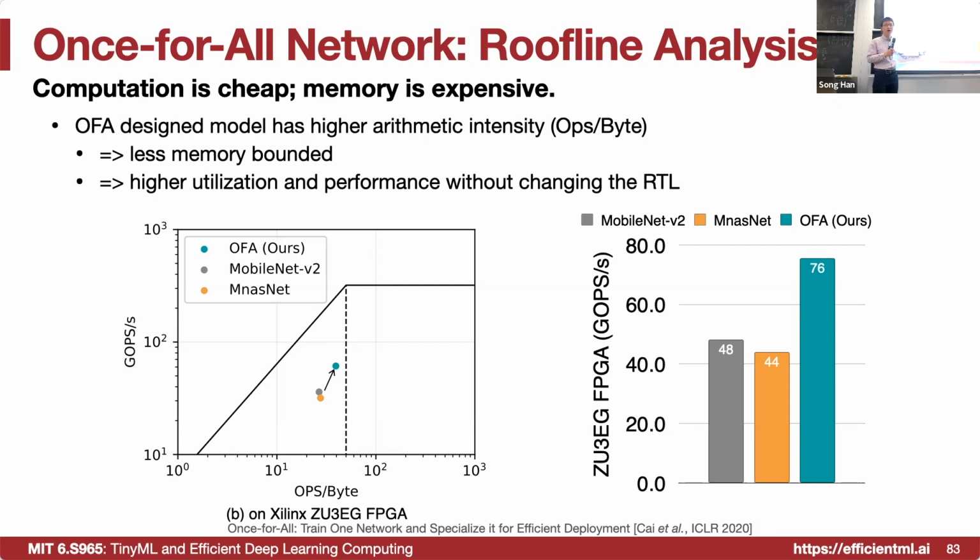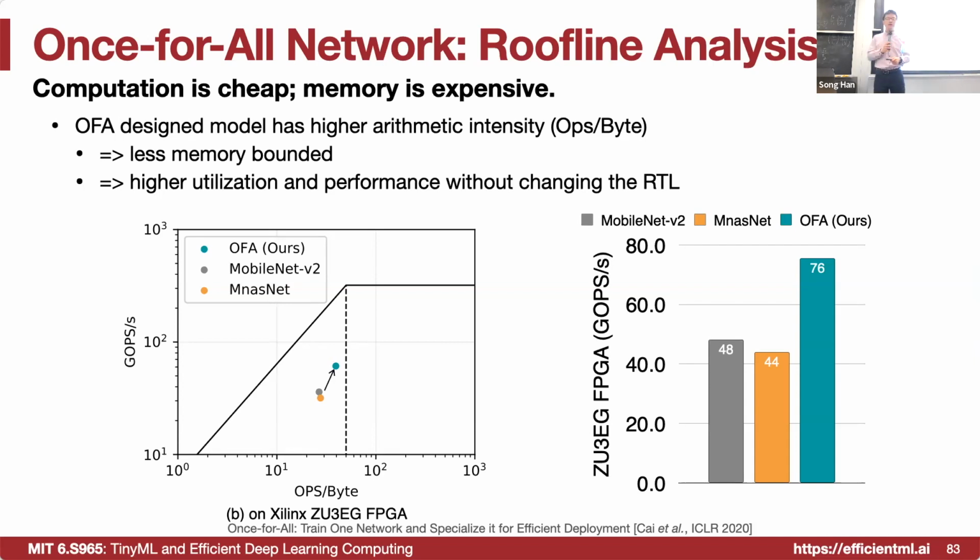So the once-for-all network is at this point compared with these points. This is in log scale, so actually here and here they differ a lot, right? Here we can find this once-for-all network has more operations per byte. We can perform more operations given the same memory footprint. Therefore, it has a larger throughput, larger GOPS per second. So this is another way to understand this figure.